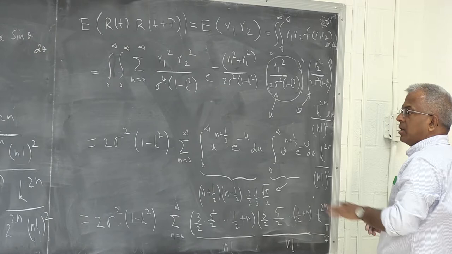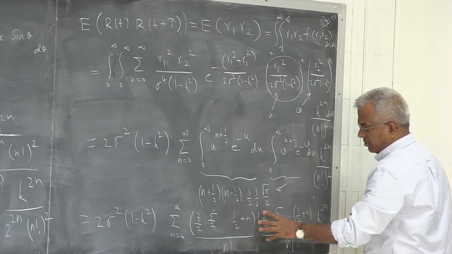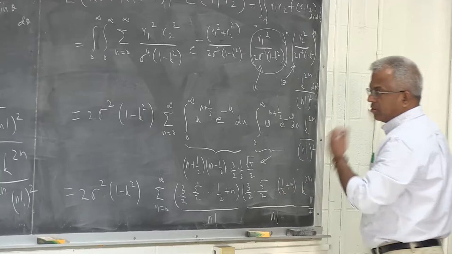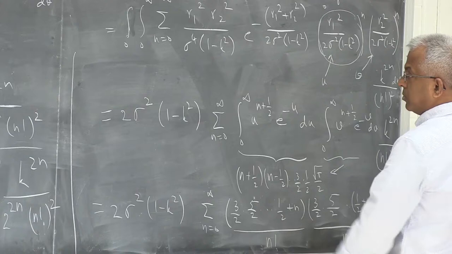If you make the substitution, you'll get two separable integrals. And this, of course, you can keep integrating by parts. You come up with this expression. So the interesting thing to notice, this is the correlation between R1 and R2.